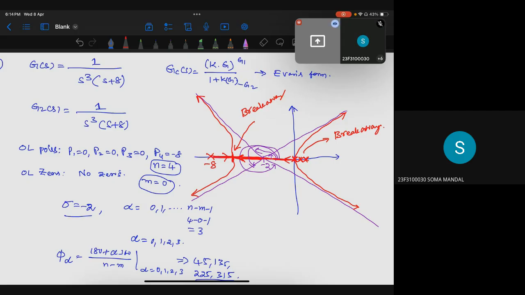So this is how you will draw the root locus if any function is given. At the poles' locations, k is tending to 0, and the final locations indicate k is tending to infinity. So you take the functions.